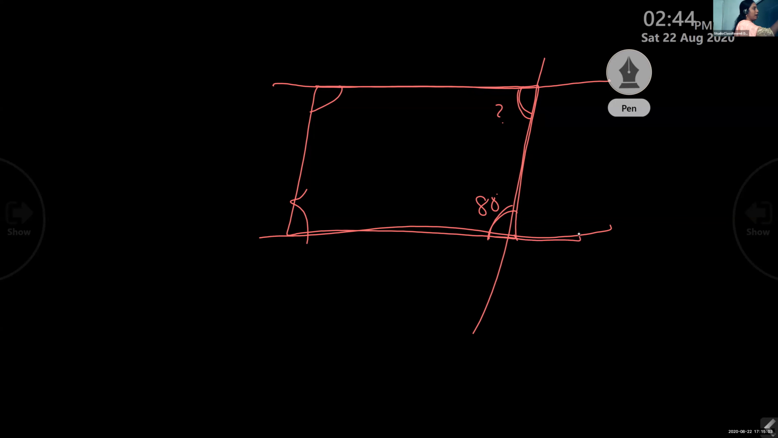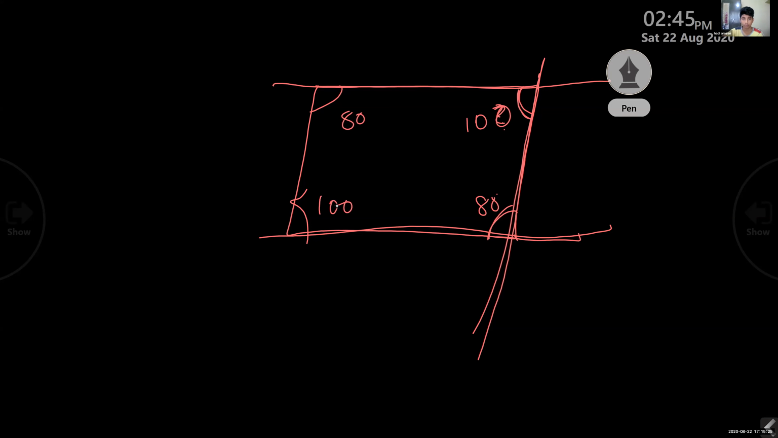This is an 80 parallelogram. So, parallel lines and transversal. Find out this angle. 100. This angle, how much? 100, because these are supplementary angles. Now, straight opposite to it is 80, and this is 100.